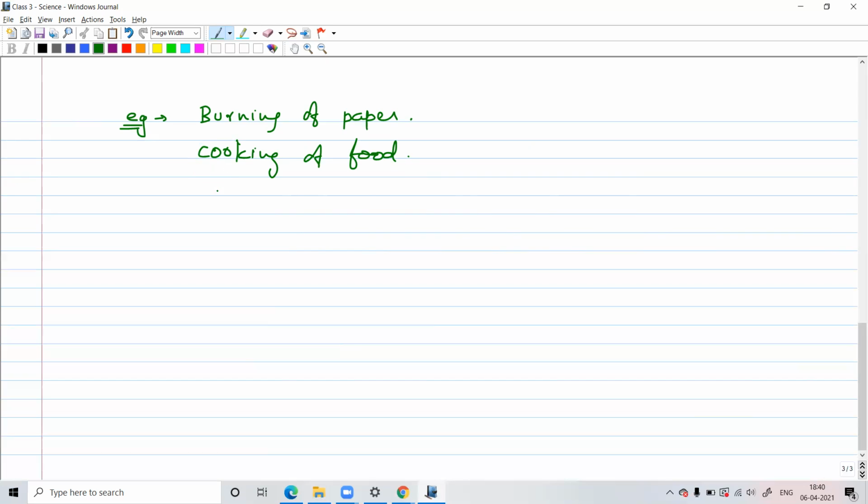Okay. So let's take some examples which are very easy to understand, like cooking of food. When you cook the food, it is in a different state, and there are some chemical changes happening because you put a lot of heat over there and a lot of other ingredients. So some changes happen, and you cannot reverse it back to the original state once cooked.